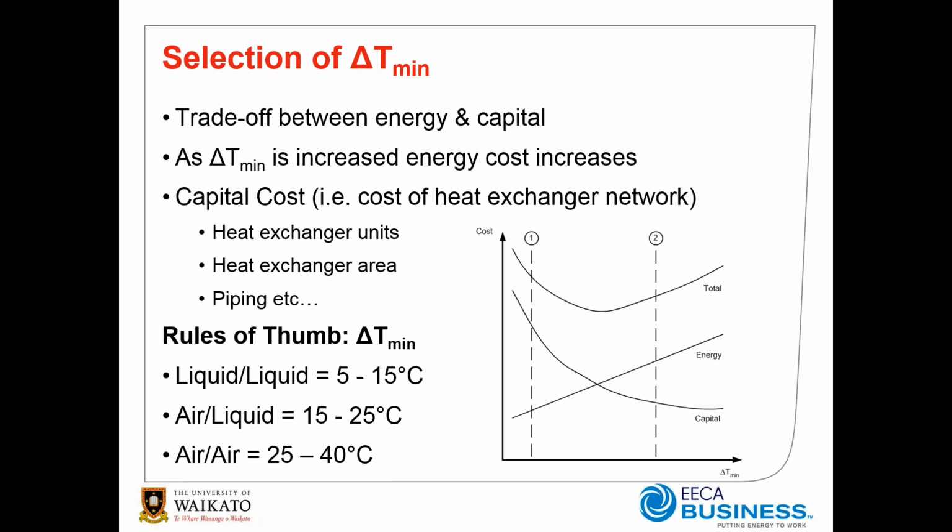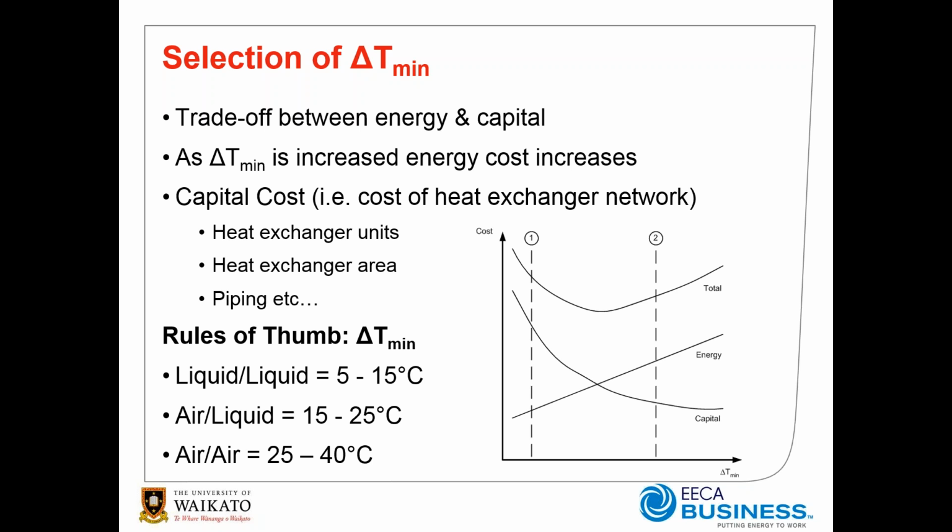Conversely, we've got capital increasing, and it depends on, as we go to a tighter and tighter approach temperature, the amount of area we need increases, and it increases at a faster rate because we have a diminishing returns law for duty. And so if we sum up the two, then we can essentially get some total cost curve, and from that select the minimum total cost, and that then should be used as our minimum approach temperature.